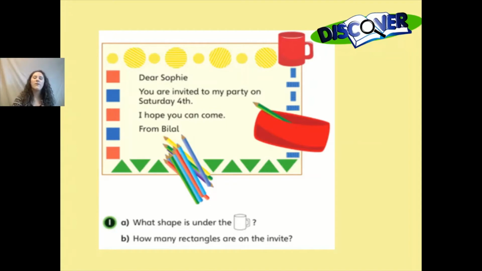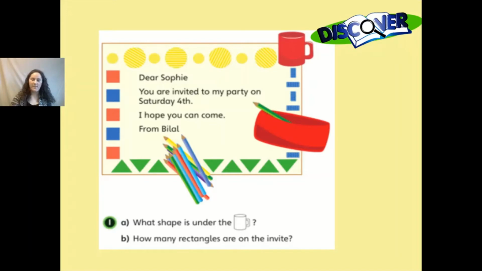There are lots of different patterns to spot. Let's look at our first question that we have here. 1A says, what shape is under the mug? Here I can spot my mug. I think the best way to find out the answer is to go through the pattern and think about what one would come next. Can you do this with your adult and find out what shape is under the mug? Pause the video now and have a little think.